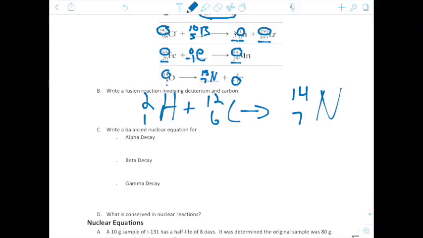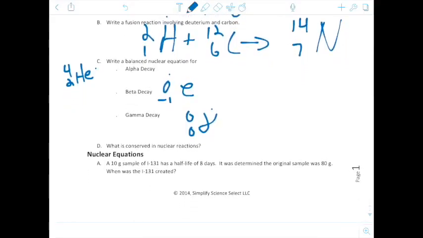Next, it says write a balanced nuclear equation for alpha decay, beta decay, and gamma decay. Some hints on this one. Alpha decay produces a helium. A beta decay produces a beta particle, which is 0, negative 1. And a gamma decay will produce a gamma particle, which has no mass. So any equation that we can write using these 3 would be a proper equation.